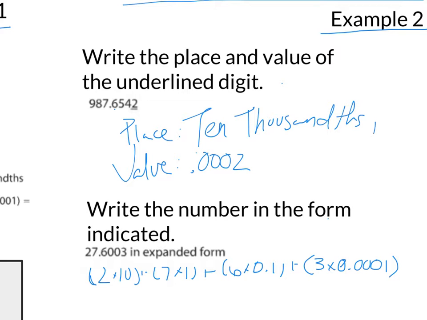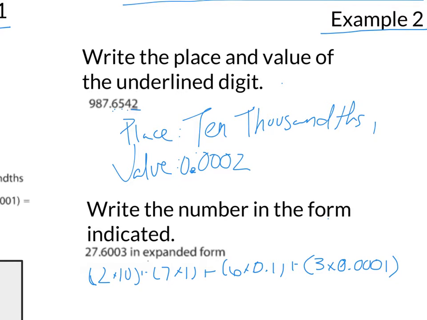All right, so here are our answers. I see that we want to know where the 2 is. This is tenths, hundredths, thousandths, 10,000ths. That's the place, and the value is 0.0002 in the 10,000 spot.